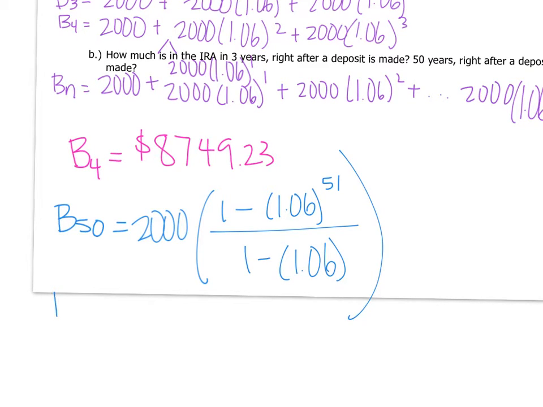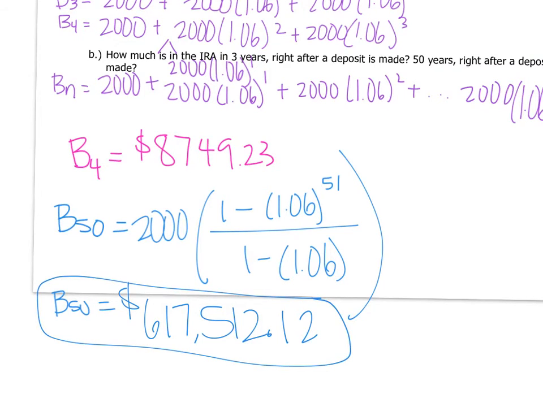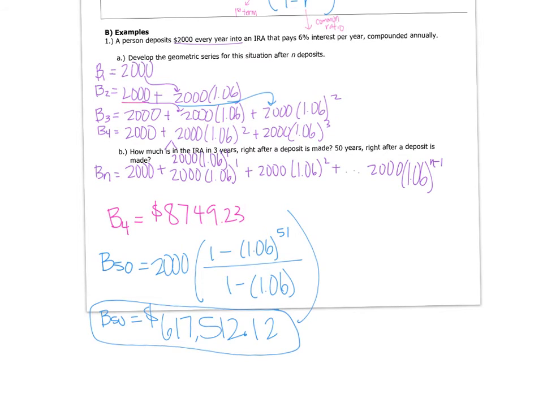And then from here, it's just a matter of evaluating that in our calculator. Just be careful. What I would suggest to you is that you do what's inside those parentheses first. So work on that numerator, divide it by the 1 minus 1.06, and then finally multiply it by that 2,000. What questions do you have?